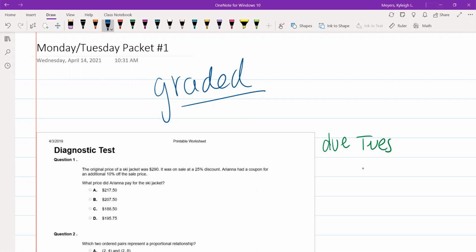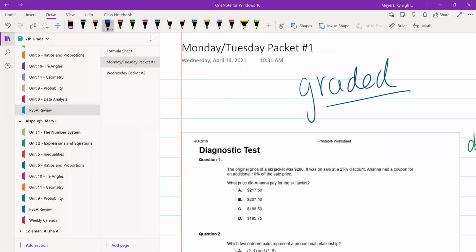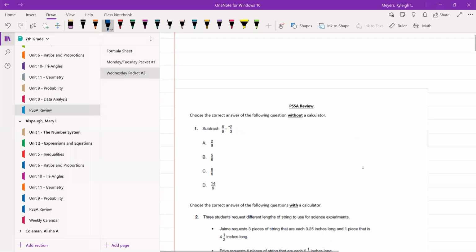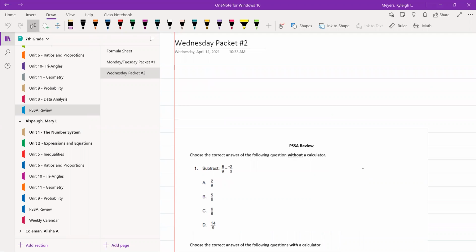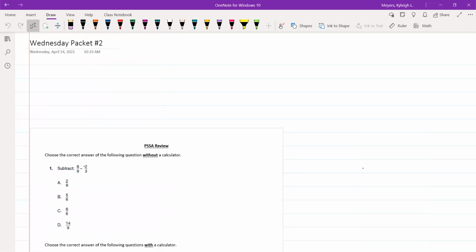Hopefully you've turned in this diagnostic packet since it was due yesterday at the end of the period. So I'm hoping you turned it in on Canvas. Okay. So now in Canvas, you should see something called the Wednesday packet number 2. It says PSSA review up top. This is due by the end of the period. So it's due by end of class today.